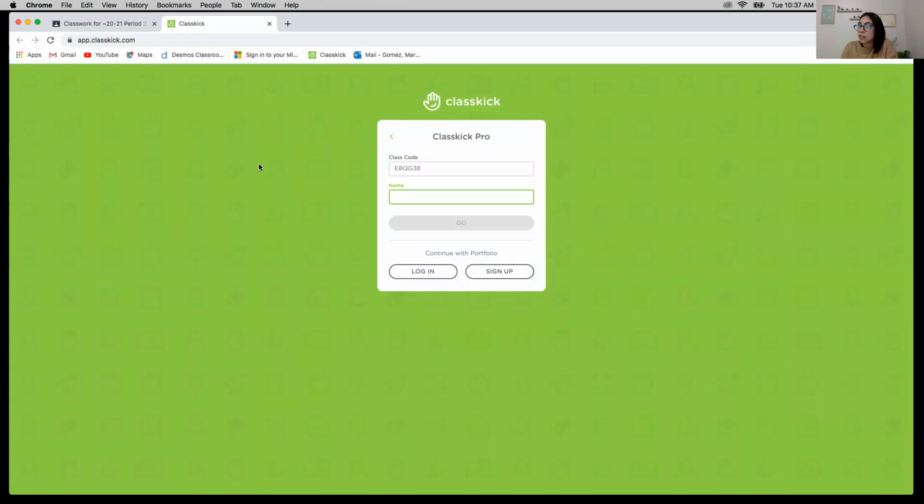Again, we're going to go through this again. Log in. Once you hit log in, go ahead and log in with Google. I will not be doing that, but you have to.